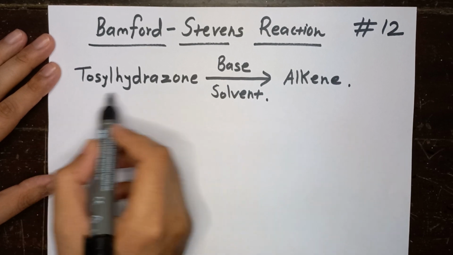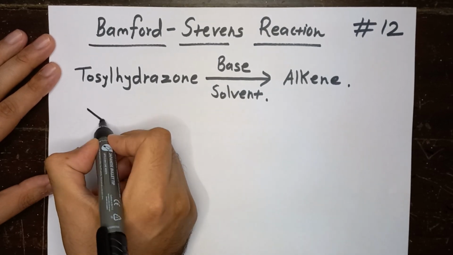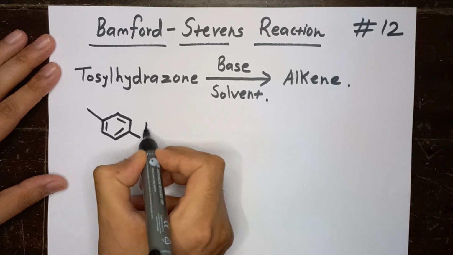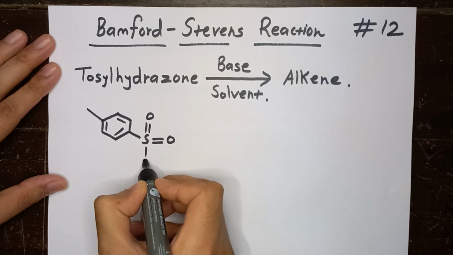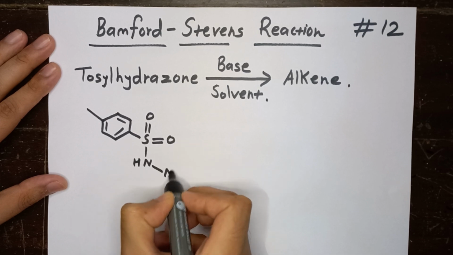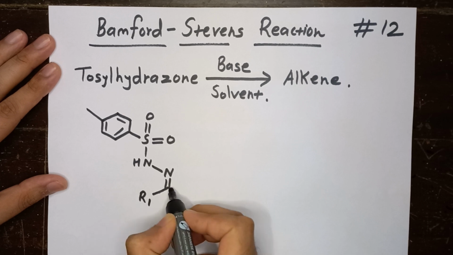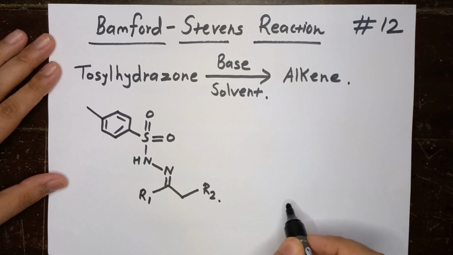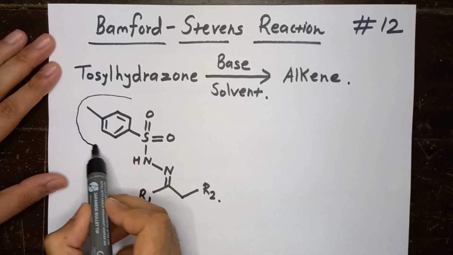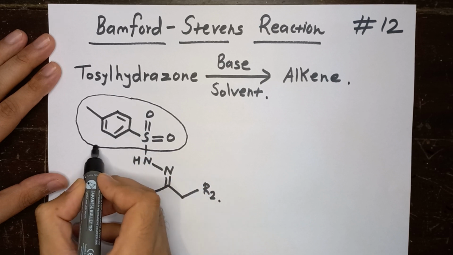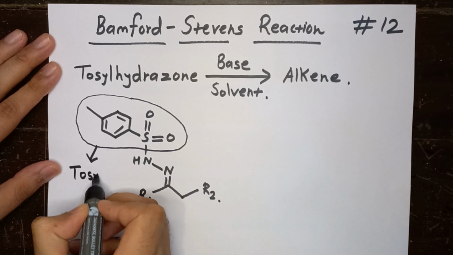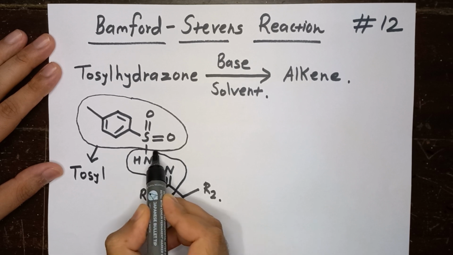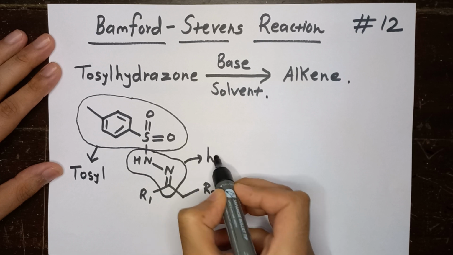Now what is the structure of tosyl hydrazone? So this is what we call the tosyl hydrazone, and this much part is what we call the tosyl, and this much part is what we call hydrazone.